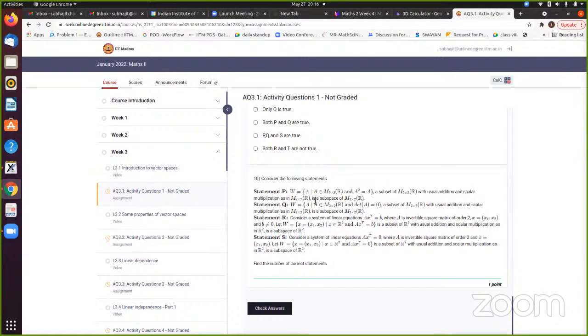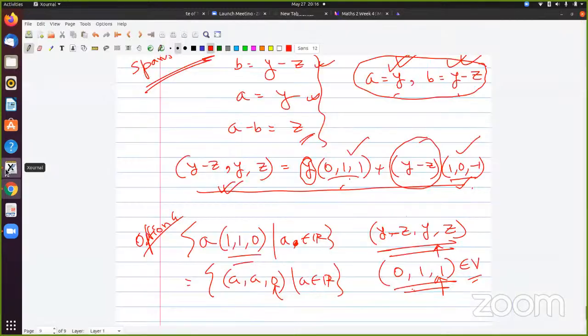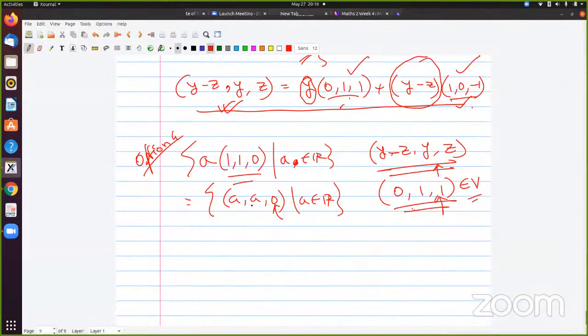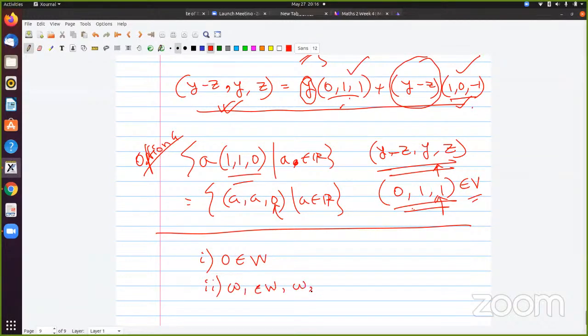Yeah, correct. So in my last live session, I have mentioned that. So the first condition is whether the zero vector is inside it or not. The second condition is, if I am taking two vectors from W, whether the addition will be inside it or not. And the scalar multiplication will be inside it or not. Correct? Yes, sir.